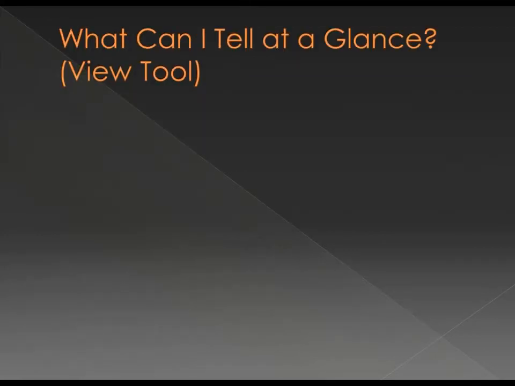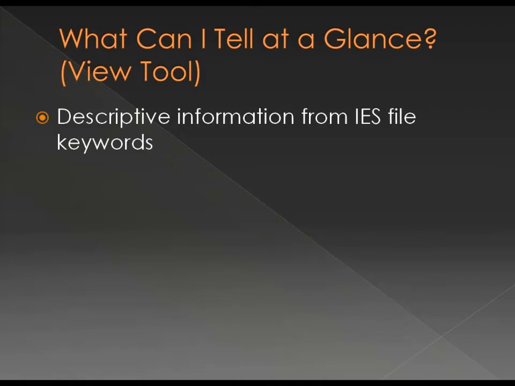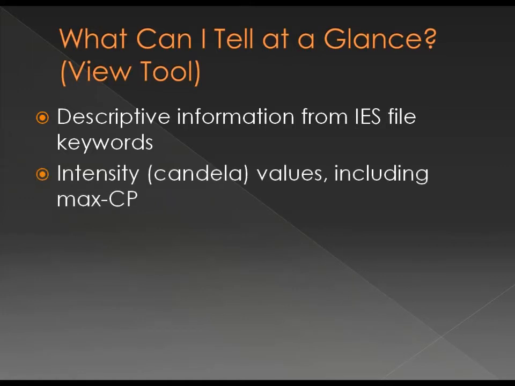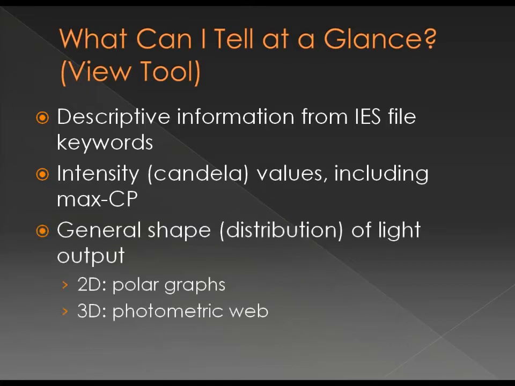So here's what we'll see in Photometric Toolbox's View tool. The IES file's keywords, for one, which provide a basic description of the luminaire, lamps, and so forth. The intensity values found at all of the various measured angles all around the luminaire, as well as the maximum intensity and where it occurs. And 2D and 3D representations of the distribution of the light emitted from the luminaire.